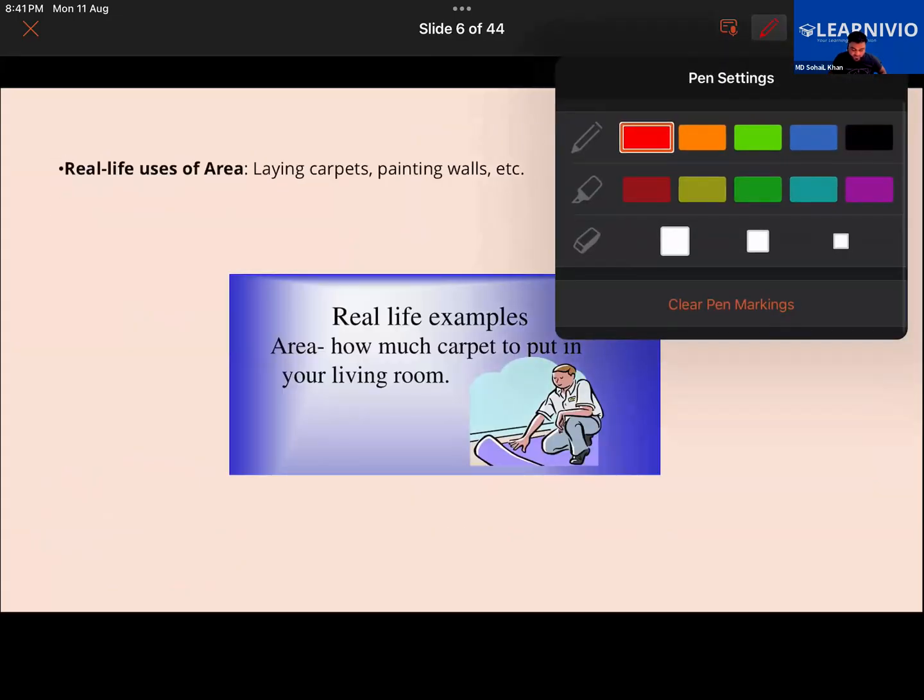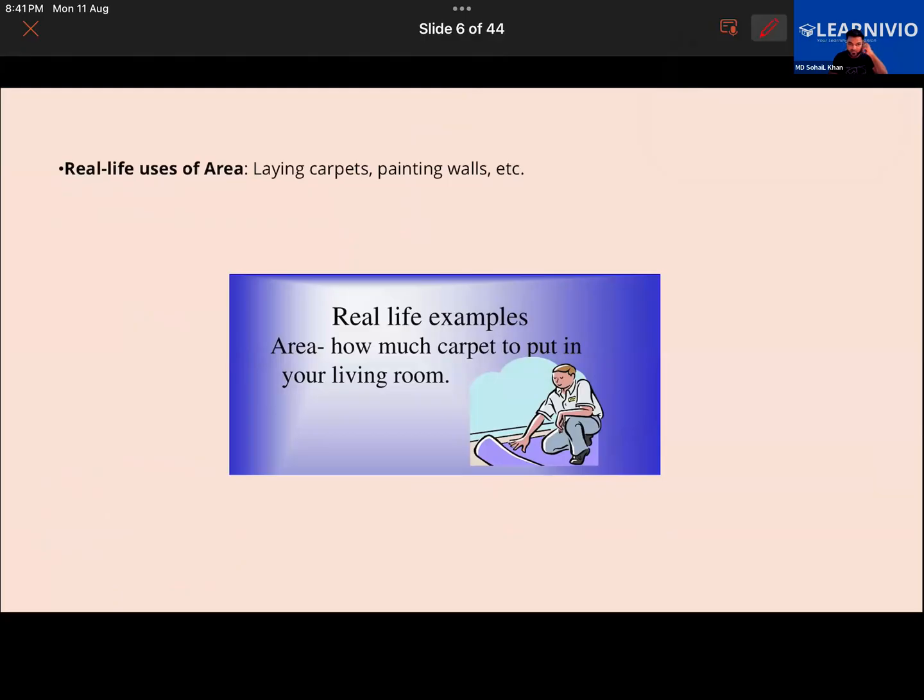Then there are various uses of area in our day-to-day life. Now suppose you have gone to the market and you have to purchase a carpet for your home.